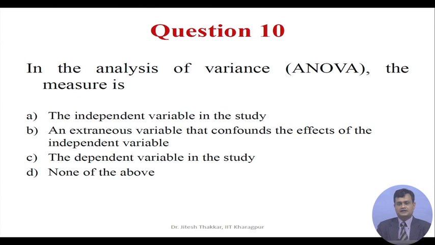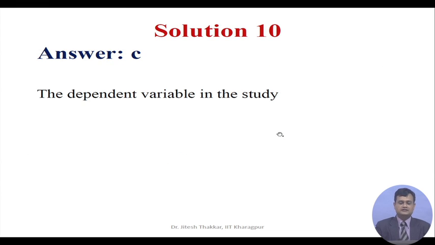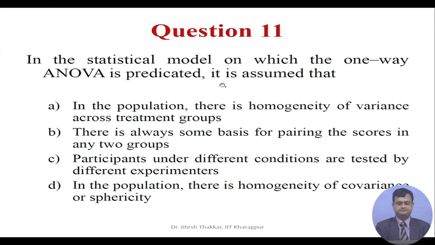Question 10. In the analysis of variance ANOVA, the measure is A, the independent variable in the study, B, an extraneous variable that confounds the effects of the independent variable, C, the dependent variable in the study, and D, none of the above. The correct answer is C, the dependent variable in the study.